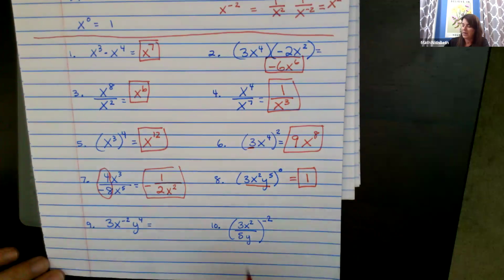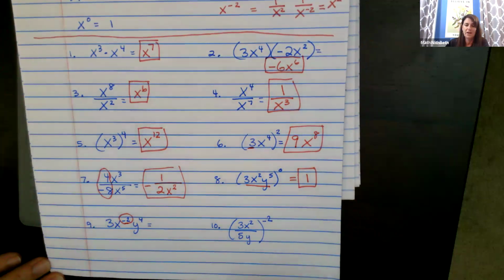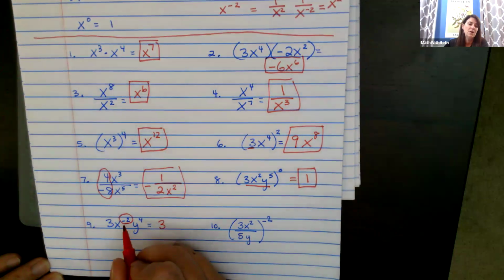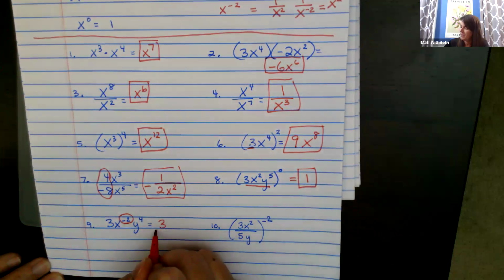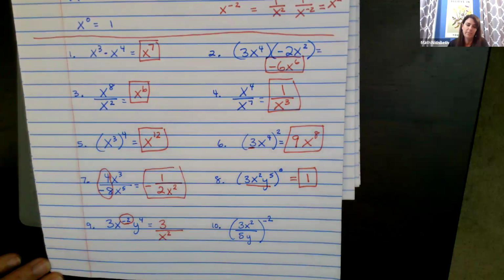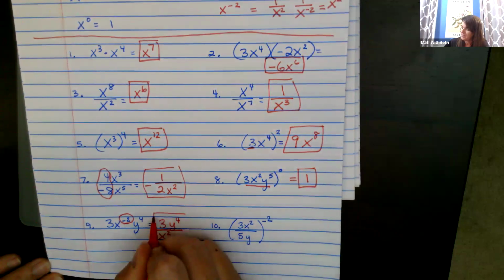Number 9, I'm just trying to show you how to handle a negative exponent that's in the middle of all this other stuff. So make sure you understand that that 3 has nothing to do with that x to the -2nd. So the 3 should still be on top. The x to the -2nd goes to the bottom and becomes positive, and the y to the fourth stays on top.